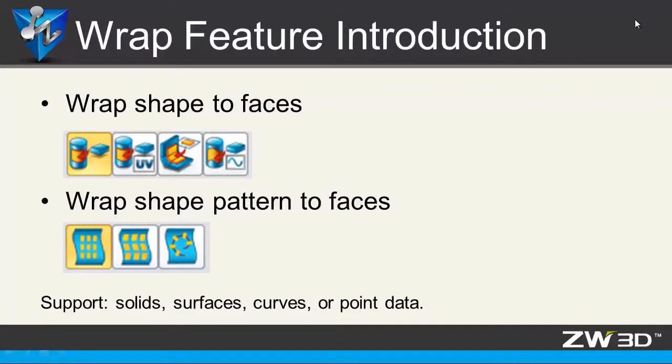ZW3D provides very simple and useful wrap tools to deform 3D models, which can be solids, surfaces, curves, or point data. Wrap shape to faces provides 4 types. Wrap shape pattern to face provides 3. Let's see them one by one.